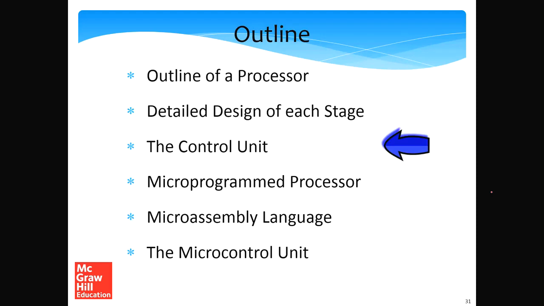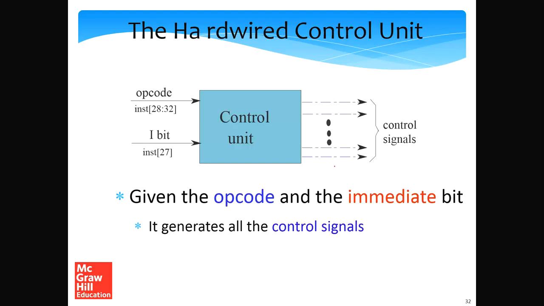Let us now take a look at the design of the control unit. The control unit is very simple. It's a piece of logic. The inputs to the control unit are the 5-bit opcode, which is bits 28 to 32 in the instruction, and the I bit, the immediate bit, which is bit number 27. The outputs are all the control signals that we would require. Basically, given the 6-bit input, the 5-bit opcode and the 1-bit immediate bit, it generates all the control signals.